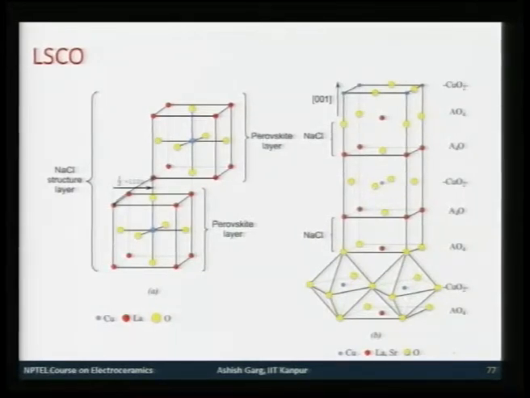So it looks a bit complex, but if you look at the structure in a different way, thinking that it's a mixture of NaCl and perovskite structures, the understanding becomes clearer. And this is how most of the complicated structures are made, especially in superconductors and in ferroelectrics.